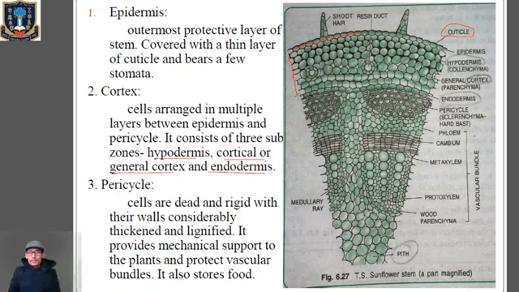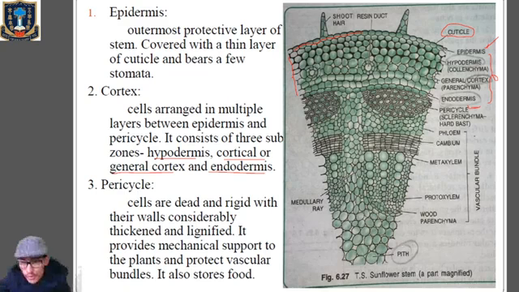So cortex are generally cells which are arranged in multiple layers between the epidermis and the pericycle. So here you can see the presence of pericycle, and here we have got the epidermis. So in between the epidermis and in between the pericycle, we will find the cortex part. Clear? Okay, now I've told you that we have got three subzones of cortex. So first one, we'll talk about the hypodermis part.